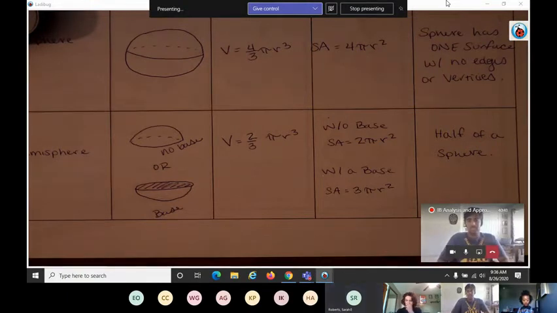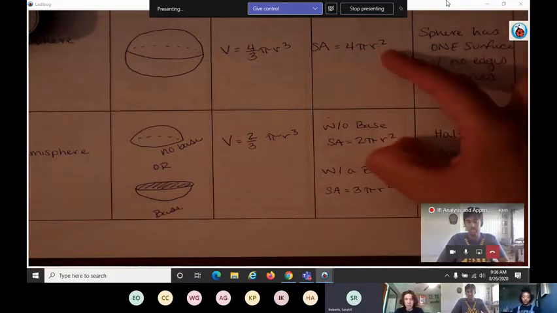So this is literally half of this. So it is just counting the outside. What do you think it would be if you counted the inside too? Same, I guess. Yeah, you would end up with a total of the same surface area.